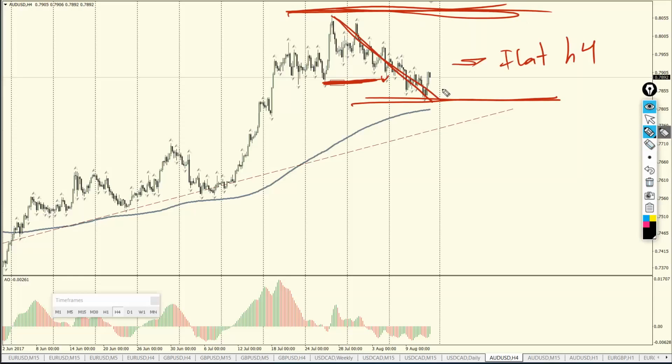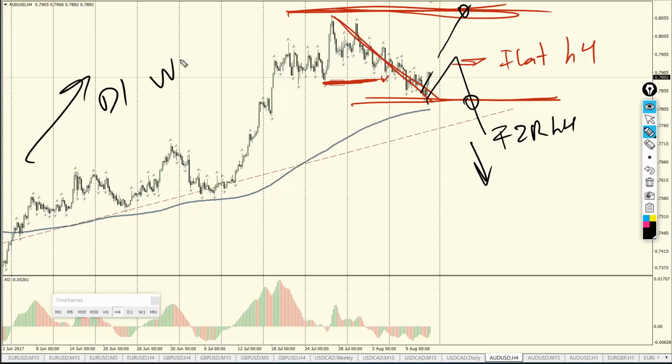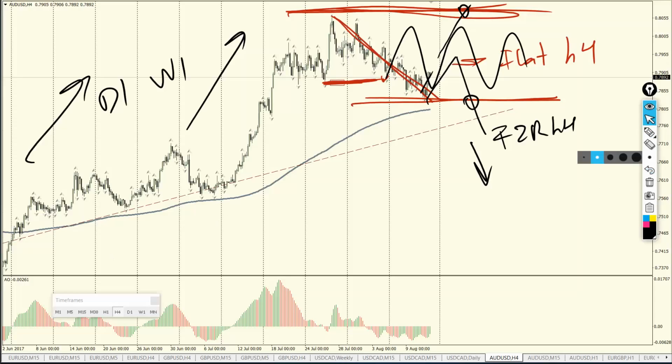So once we break through this point, then we will have an FZR of H4 down, or it will go here and renew that high, then we'll come back to the D1 and weekly time frame trends up. So as long as we're between those points, again, I have to stay away from this pair because I don't trade in H4 flats or flat phases. So that's the idea with Australian dollar.